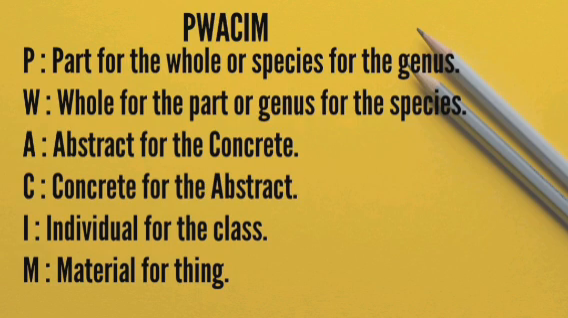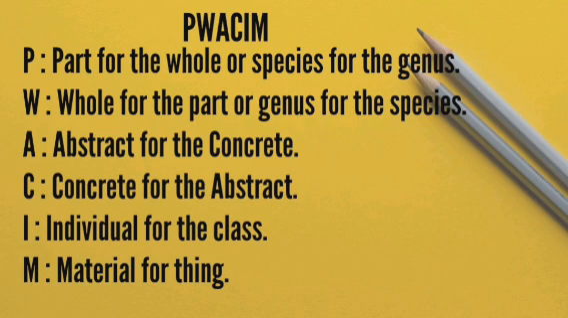Okay, then let's move on to W. Okay, W is the opposite of P. Why? Because in P what we have seen? We have seen part for the whole. Here what we will see? W refers to whole for the part. Okay, or genus for species. In P we have seen species for genus. Here we will see whole for the part and genus for the species.